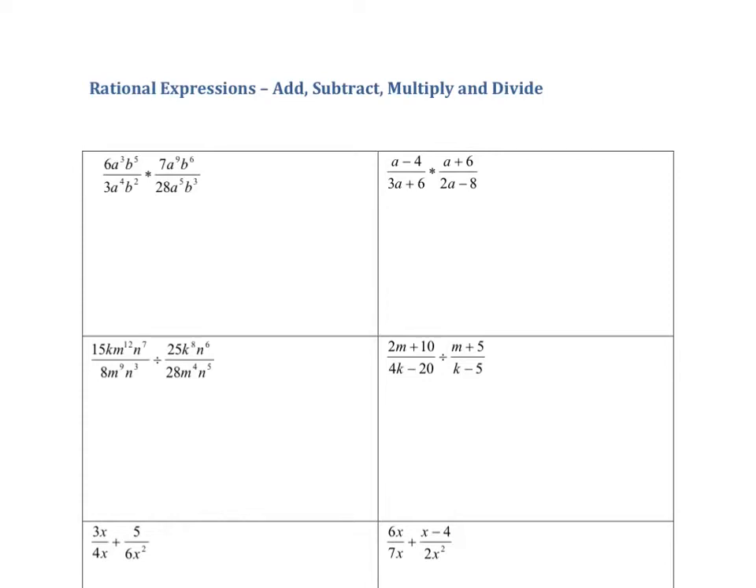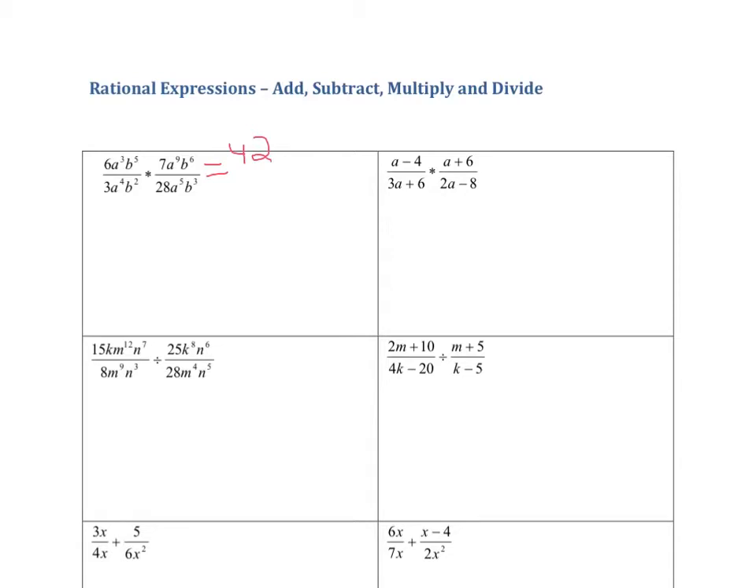This first video is going to cover the answers to the first column. So we're going to start with multiplication. And to make it easiest, I'm just going to multiply across. So 6 times 7 is 42.